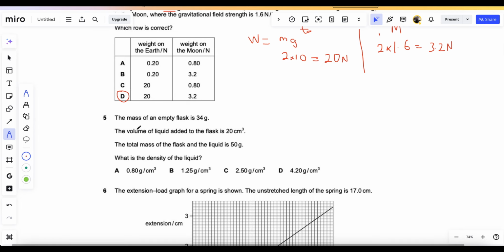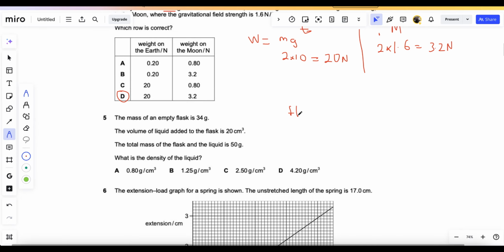Say the mass of an empty flask is 34 gram. As you've not put anything, you've not put water, the flask itself is 34 gram. Now the volume of liquid added to the flask is 20 centimeter cube. The total mass of the flask and the liquid is 50 gram.